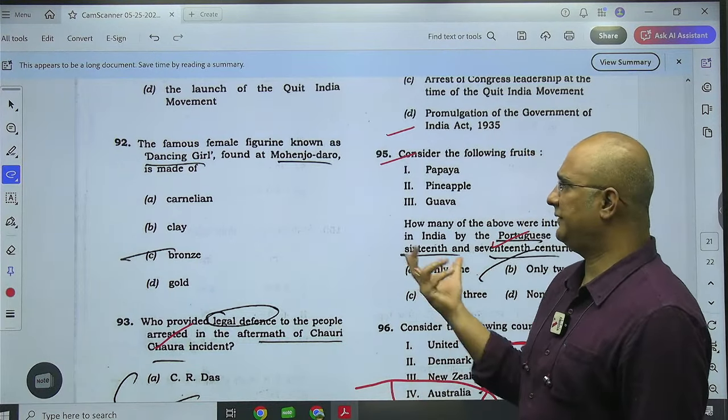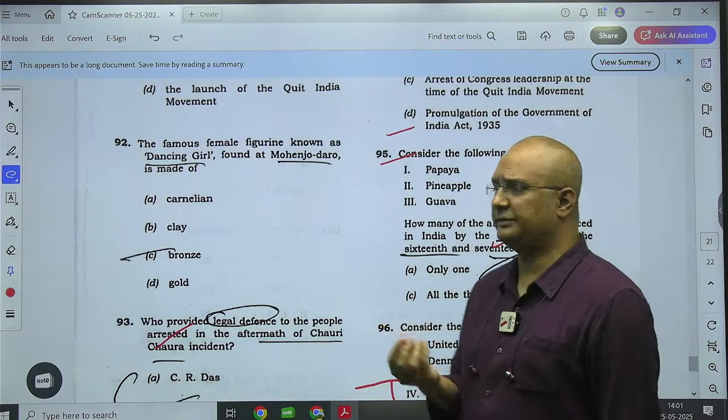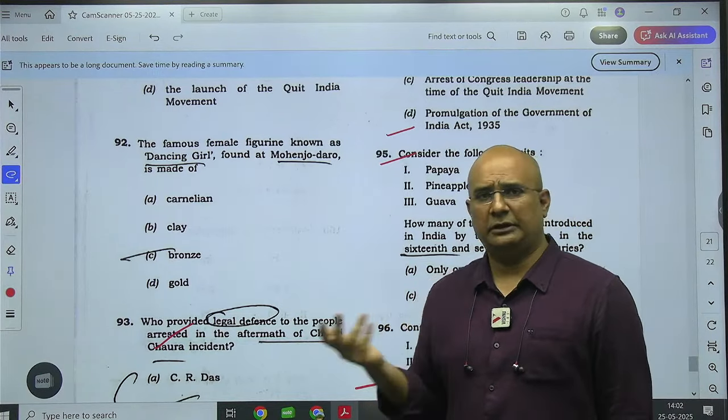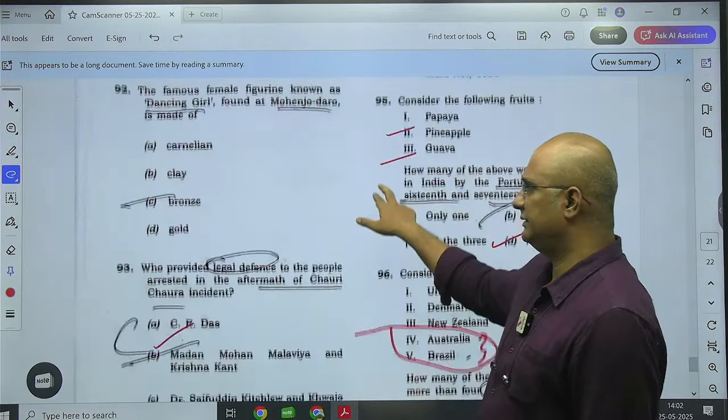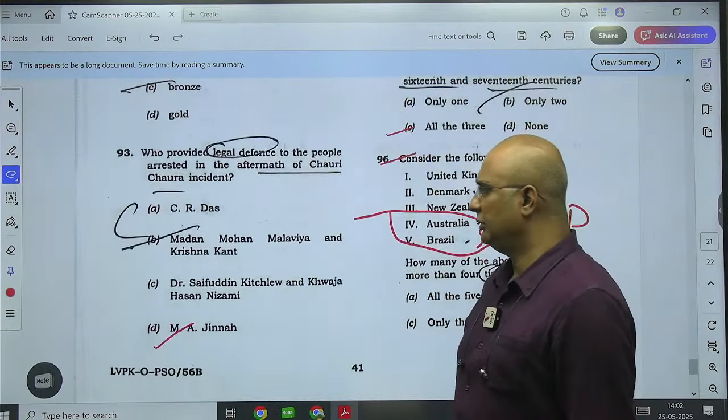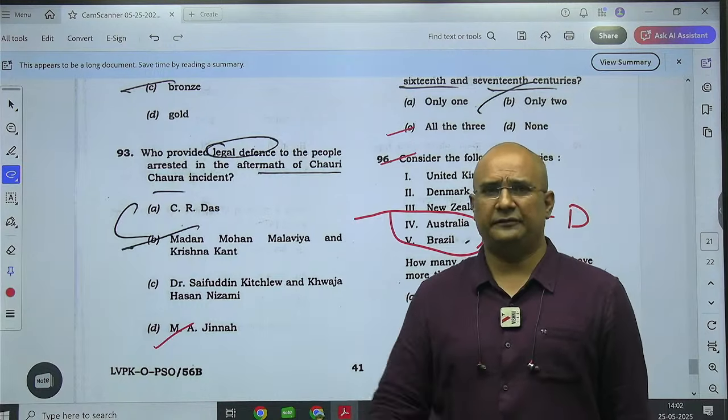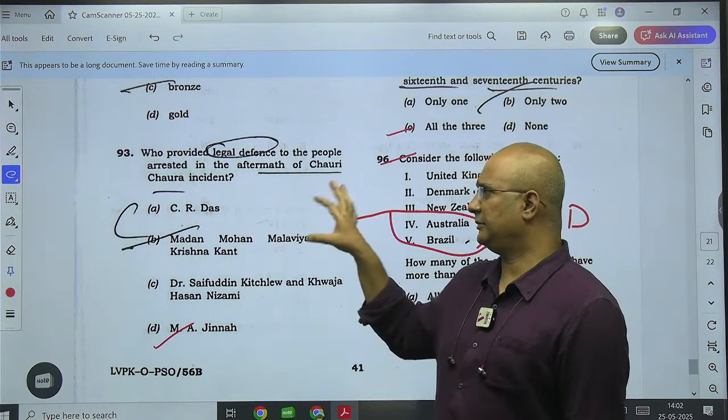The famous female figurine known as the dancing girl found at Mohenjo-daro is made of what raw material? And now I hope that answer is so clear. It's option C, bronze.